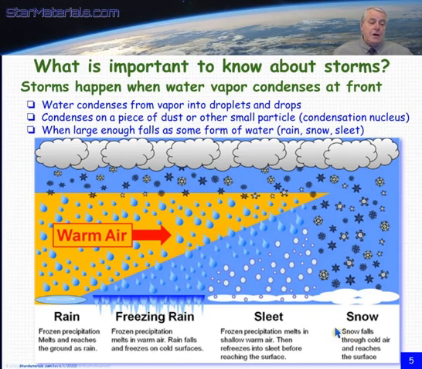And then we have snow. Snow never melts. It just falls through the cold air and reaches the surface. So we've got rain, freezing rain, sleet, and snow, and it depends on the layers of air that it falls through. That's how storms are constructed.